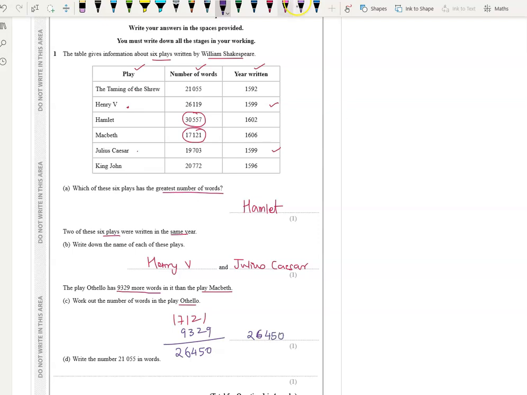26,450 words in it. Last one, write the number 21055 in words. So it is 21,055.